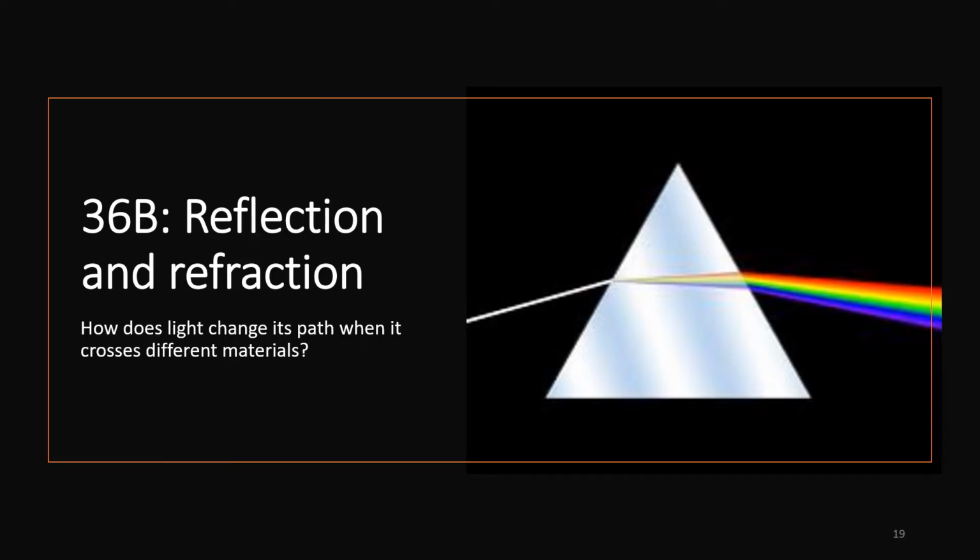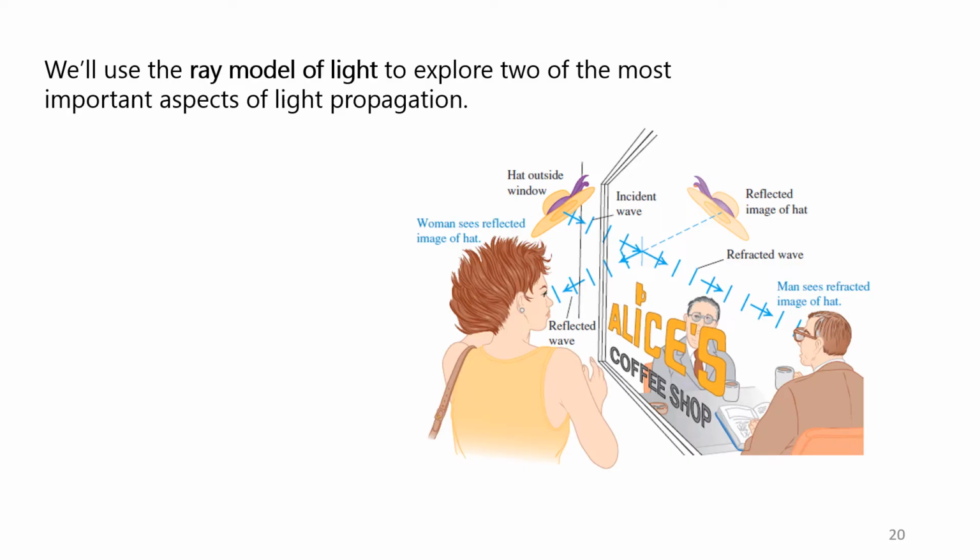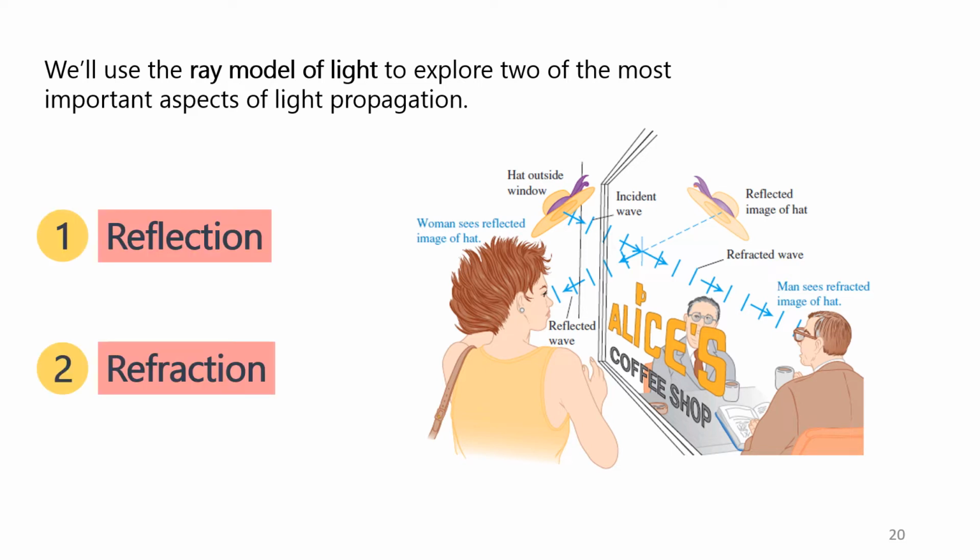The second part of Lecture 36 discusses reflection and refraction. We try to discover how light changes its direction when it crosses boundaries of different materials. In this part of the lecture, we use the ray model of light to explore two of the most common and important aspects of how light travels: reflection and refraction. As light crosses boundaries, it gets split into two rays, one that bounces back, or the reflected ray, and the other one passing through, the transmitted or refracted ray. The graphic on the right shows an example of both in action.